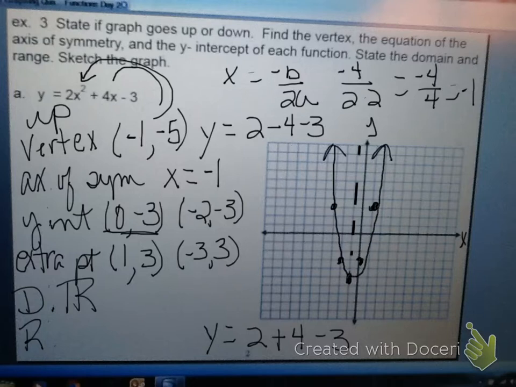I'm a little off, sorry about that. Okay, all the points are greater than the vertex. So the range, y, is greater than the y value of your vertex, which is negative 5.